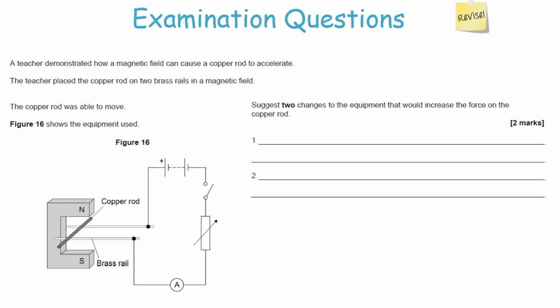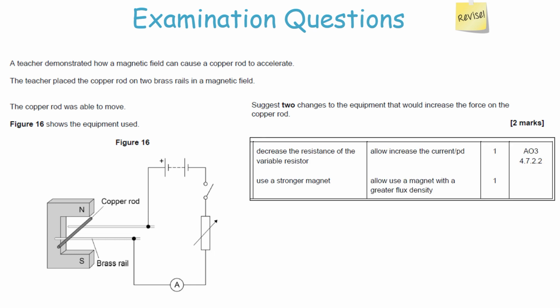So the magnetic force equation is F = BIL, where B is the magnetic field strength, I is the current, and L is the length of the wire in the field. Now you can't change the length of the copper rod because otherwise we have a different copper rod, but how can you change B, the magnetic field strength? Well, you could use a stronger magnet, that's one answer. Or secondly, how can you increase the current? Well, you would change the resistance on your variable resistor, which is given in the circuit, to increase the current present.